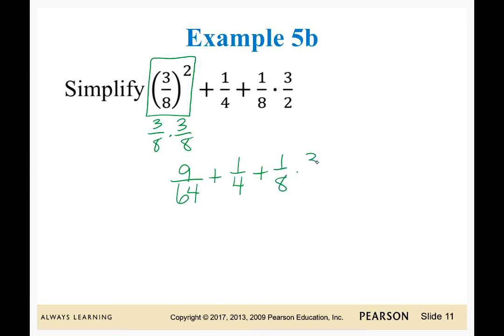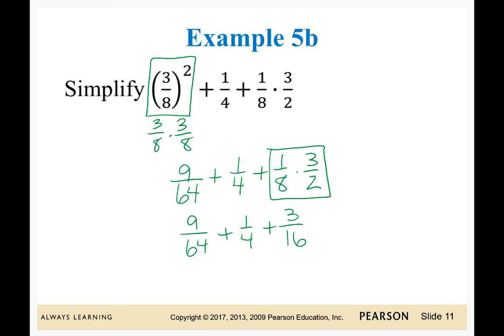and rewrite my problem. All right, and then I'm going to look for any multiplications or divisions from left to right. So from the left to the right, the first multiplication or division I see is right here. And from our fractions, we know multiply your numerators. We can't do any simplifying here, so we're just going to multiply our numerators and multiply our denominators. So we get 9 over 64 plus 1/4. And then when I multiply here, I get 3/16.